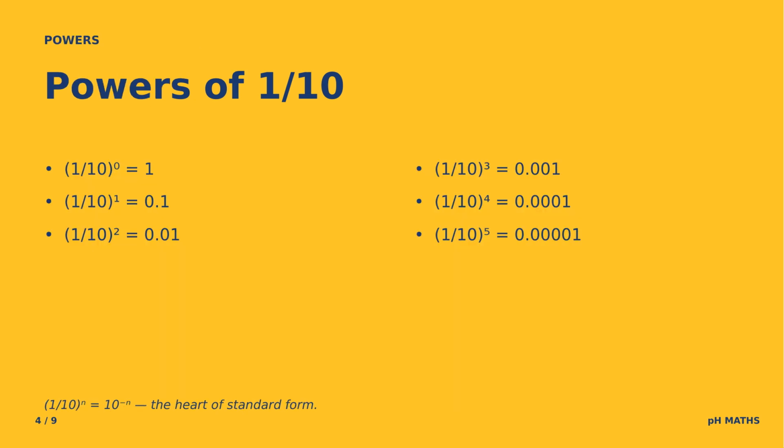Powers of 1/10. 1/10 to the 1 is 0.1. Squared is 0.01. That's 1/100. Cubed, 0.001. 1/1000. Each power adds another 0 before the 1. And here's the key identity. 1/10 to the n equals 10 to the minus n. That single rule is the engine powering negative indices, standard form, and every decimal place across the syllabus.